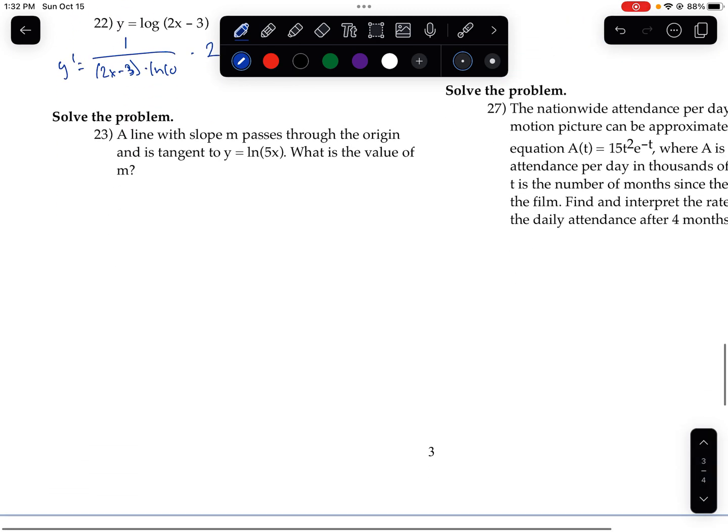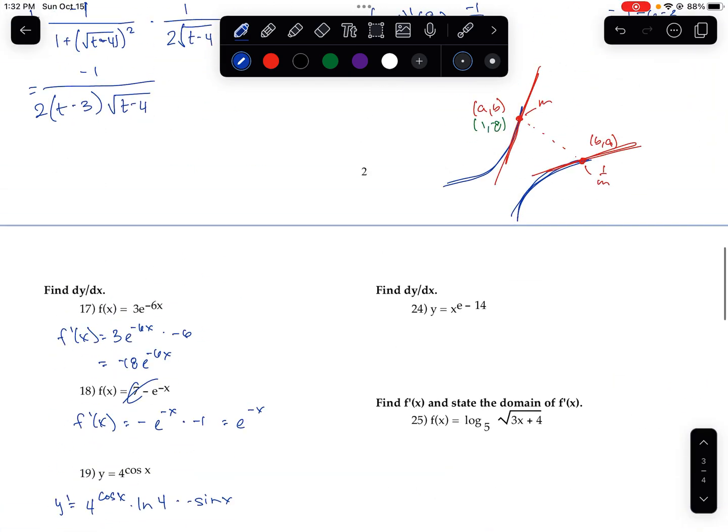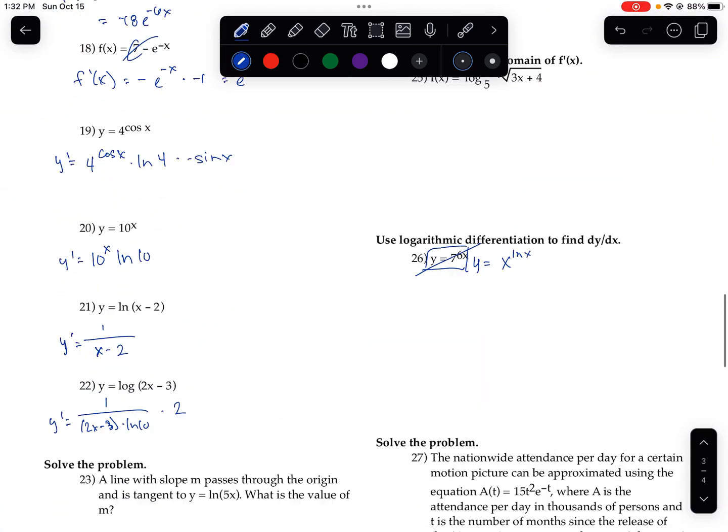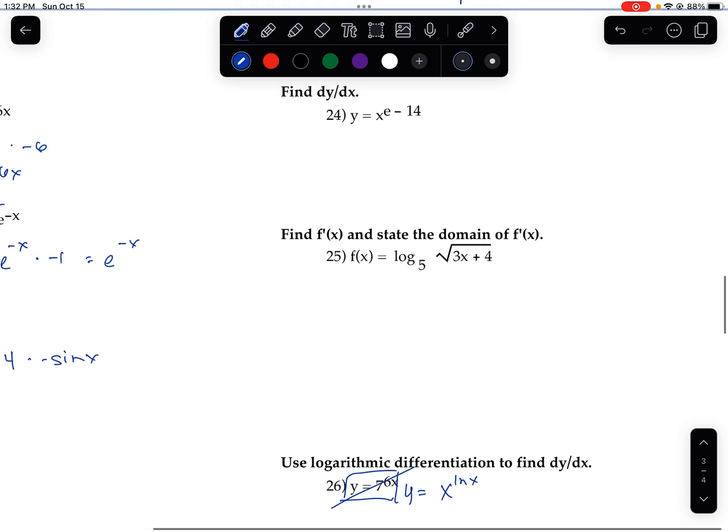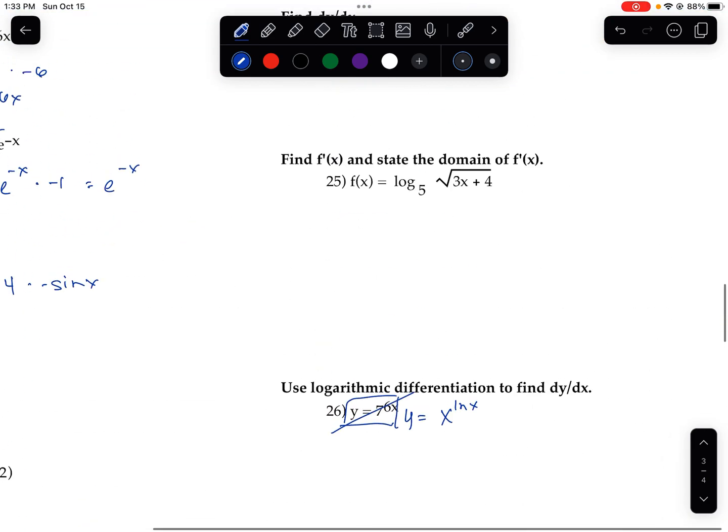Okay, oh man. Before I get to 23, I'm gonna do 23 last.